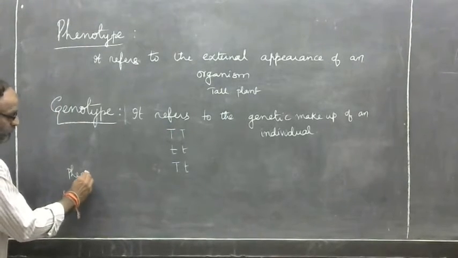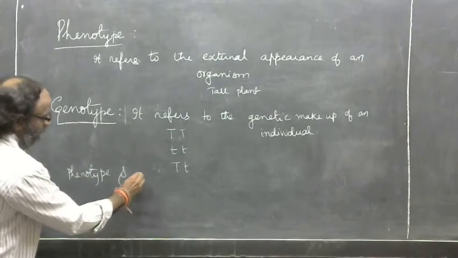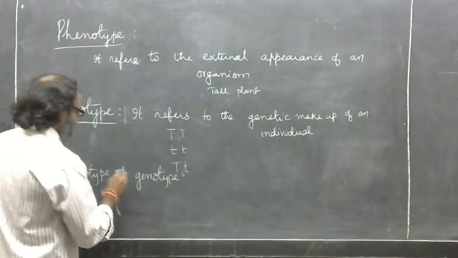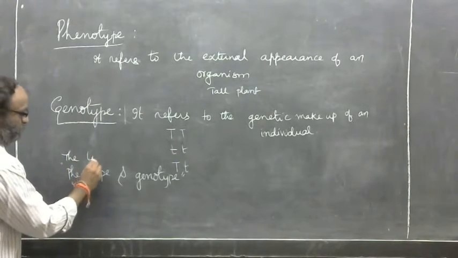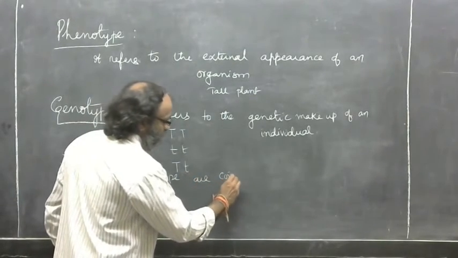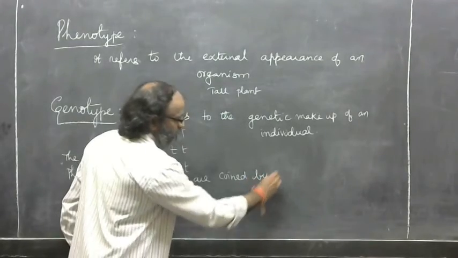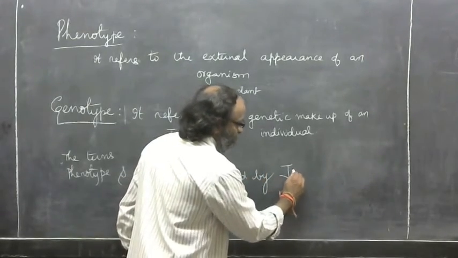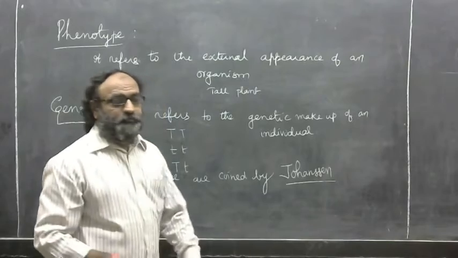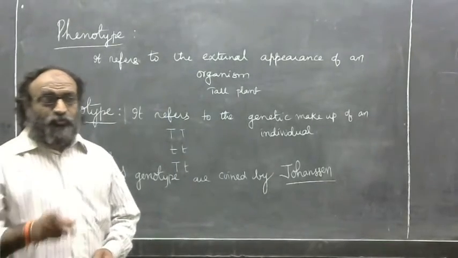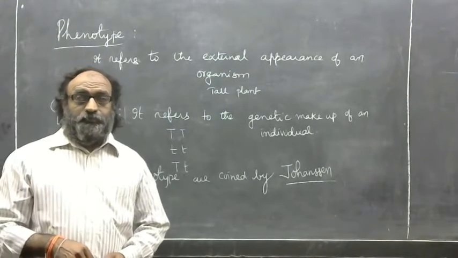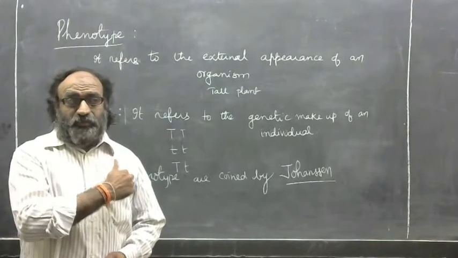Both the terms phenotype and genotype are coined by Johannsen. I said Johannsen also coined the term gene. It is Johannsen who coined the term gene. It is Johannsen who also coined the terms phenotype and genotype.